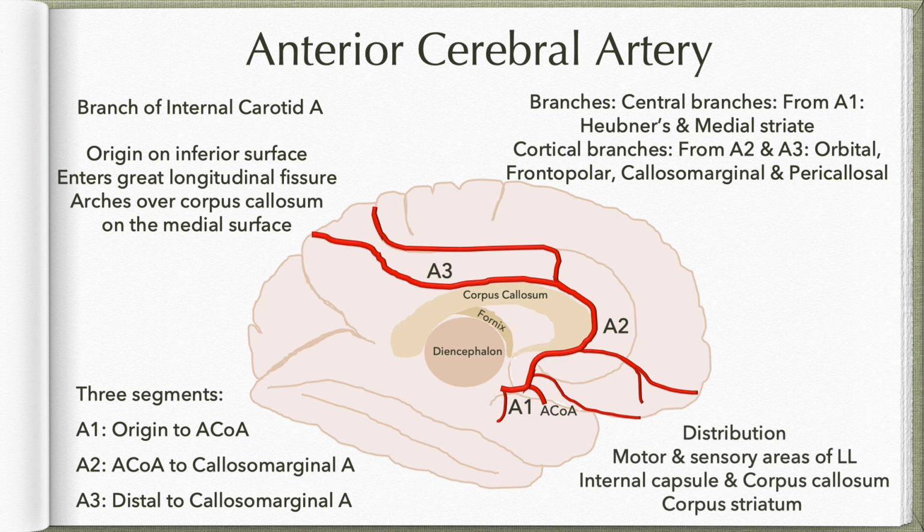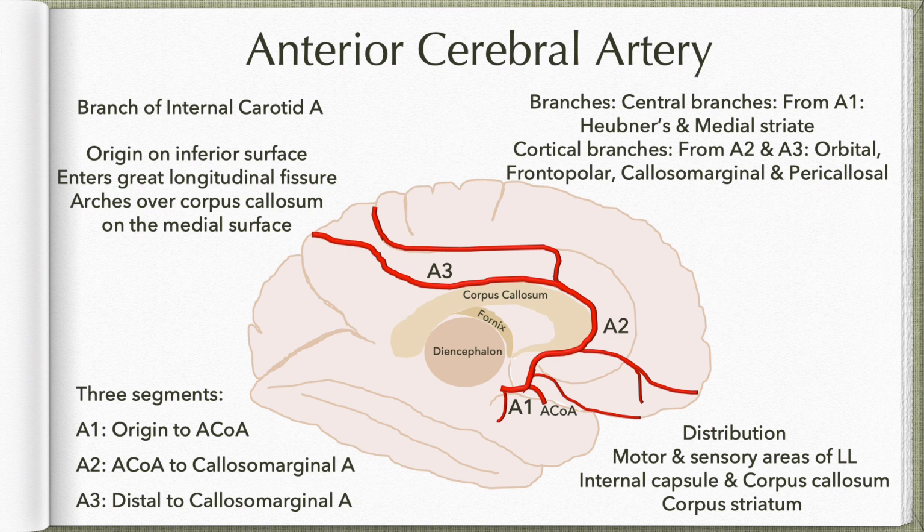So what is the area of its distribution? It supplies the motor and sensory area of the lower limb because it supplies not only the paracentral lobule, it will also be supplying part of the area on the adjacent superolateral surface, which represents the leg region and the thigh region. So the entire lower limbs, both motor and sensory distribution, will be supplied by the anterior cerebral artery.